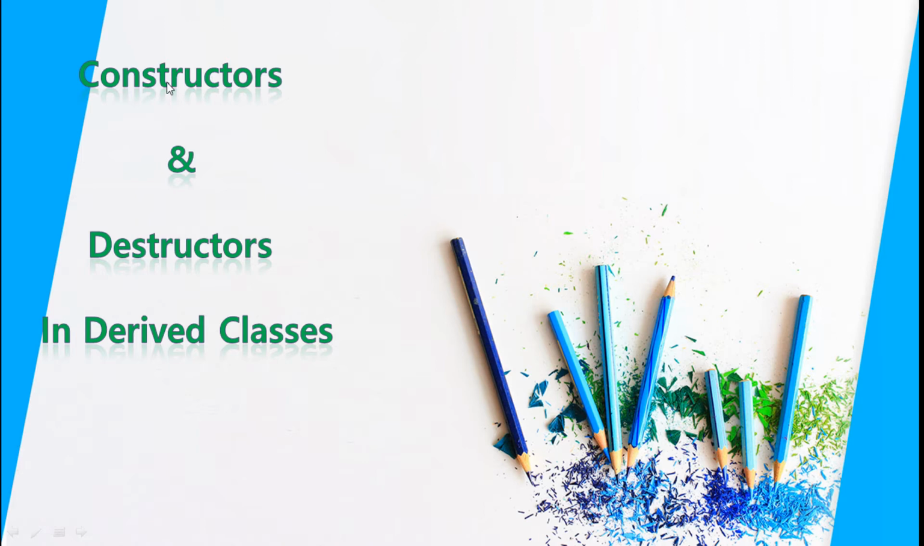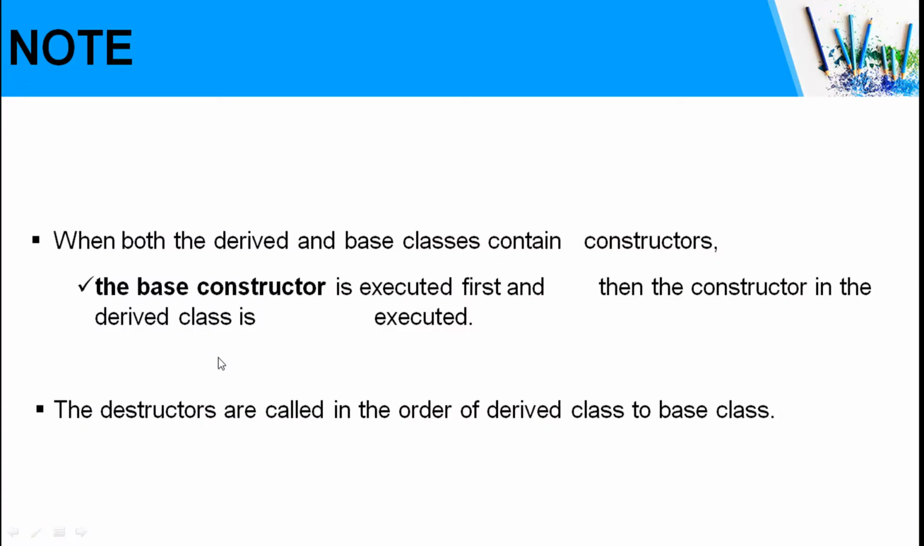Then we have already studied constructors and destructors. Now, how are the constructors and destructors going to affect inheritance? That is, if the base class has a constructor and a destructor, what will happen to the constructor and destructor in the derived class? Before moving to the formal definition, we will have a basic understanding of how the constructor and destructor will affect inheritance.